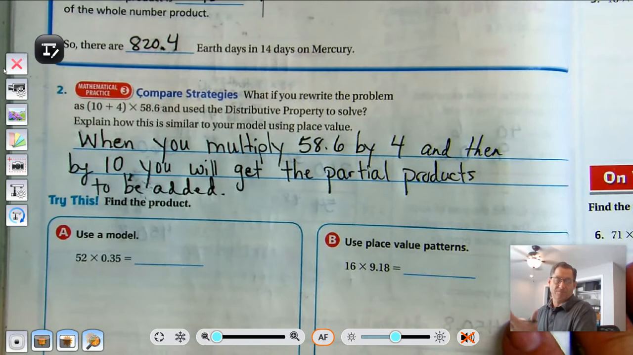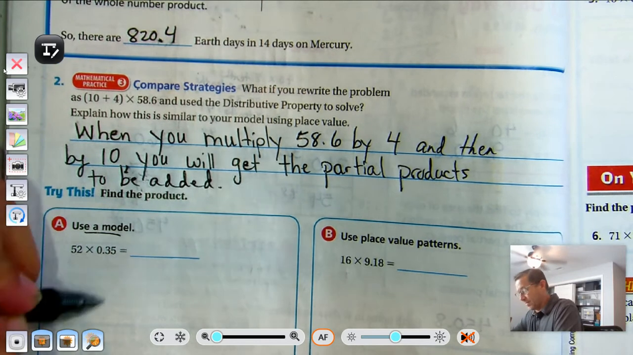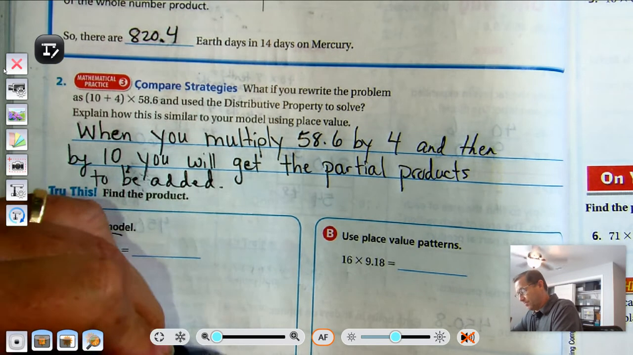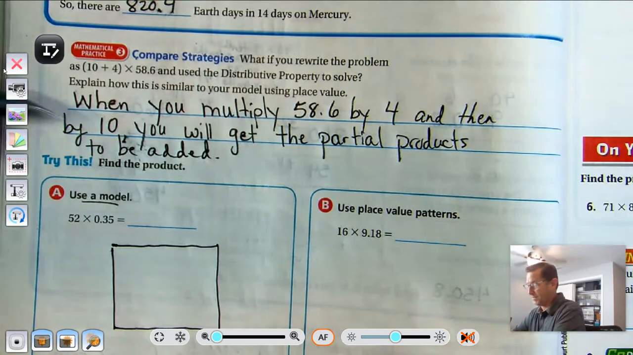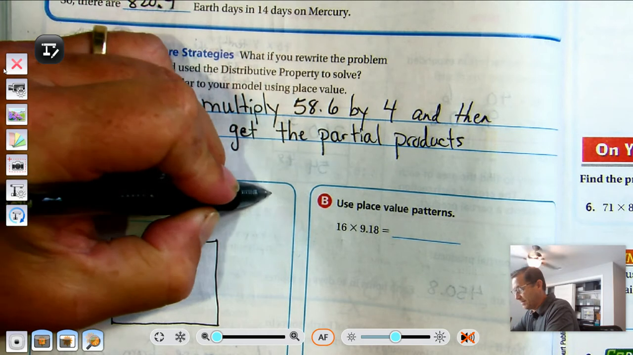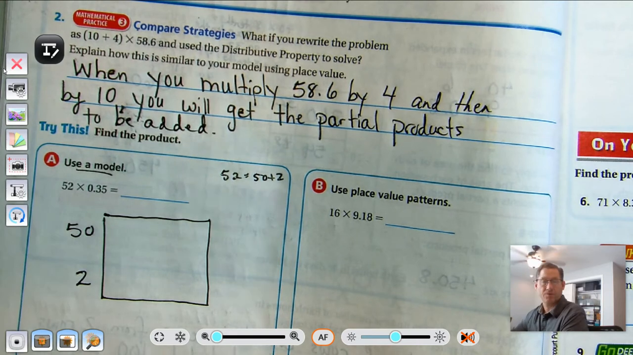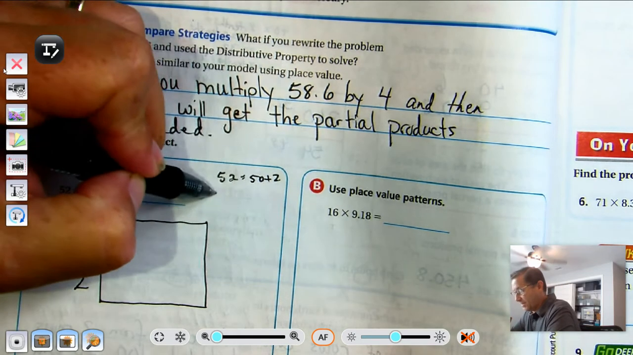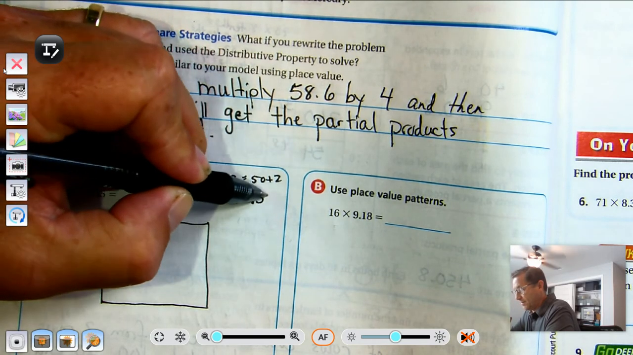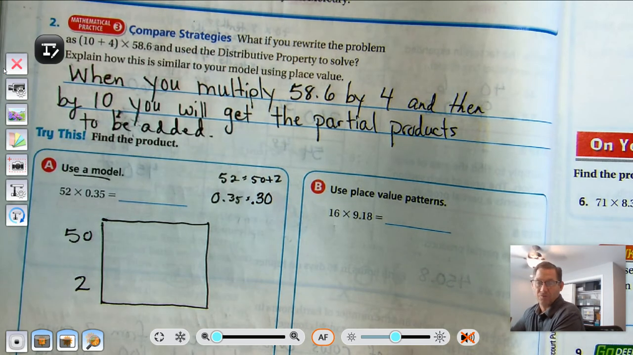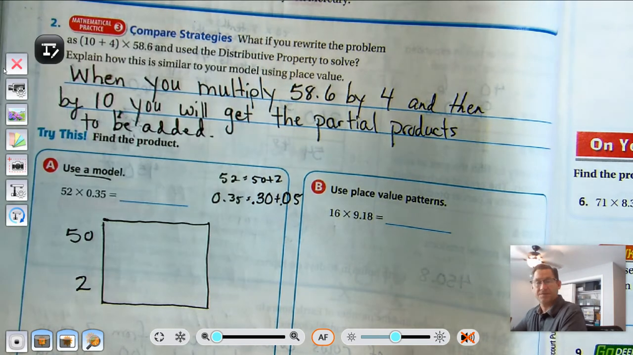All right, number 3, or try this. Use a model for 52 times 35 hundredths. So let's draw our model. Okay, and we have 52. So what is 52? 52 equals 50 plus 2. Okay, so I'm going to put 50 and I'll put 2 there. 35 hundredths is 3 tenths or 30 hundredths plus 5 hundredths.